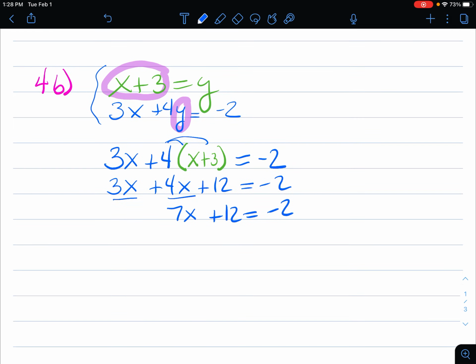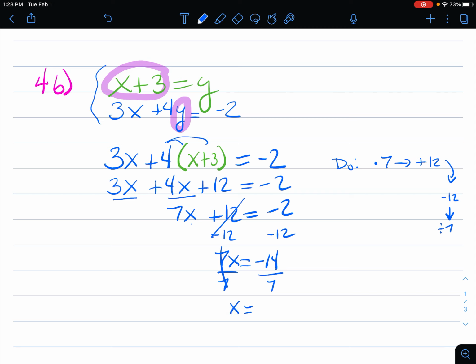At this point, we can do the do and undo steps. So if we want, the do steps would be what was done to x: multiplied by 7 and then added 12. To undo, I subtract 12 and divide by 7. So I'm going to go ahead and show those steps. I subtract 12 from both sides. That is going to take this term away, so we'll have 7x equals -14. And now I divide both sides by 7. 7 over 7 is 1, and x equals -2.